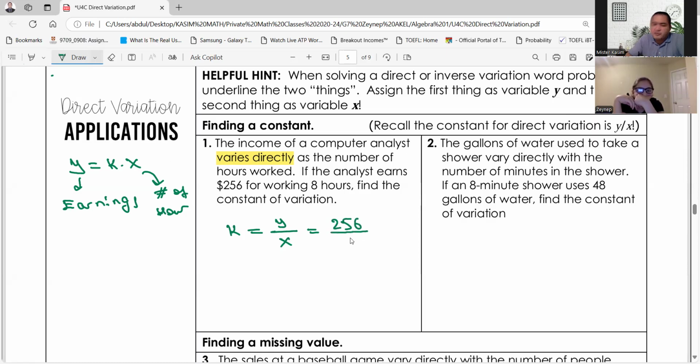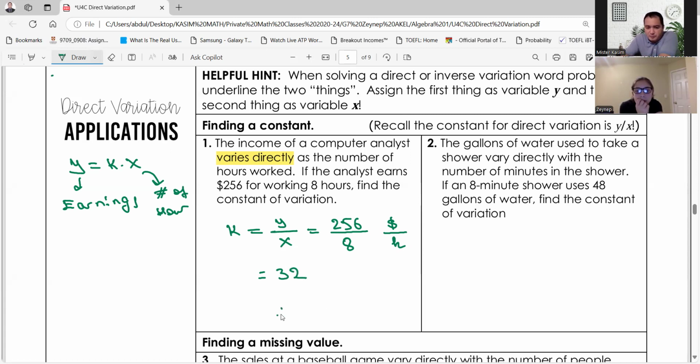$256. But in equations, we don't write units. That's why students don't understand much. If I write units, maybe you can understand better, but it's not suitable for math. Math means we write everything in the simplest form. 256 divided by 8, what does it mean? It means you earn $256 if you work for 8 hours. So k equals 256 divided by 8, which is 32.